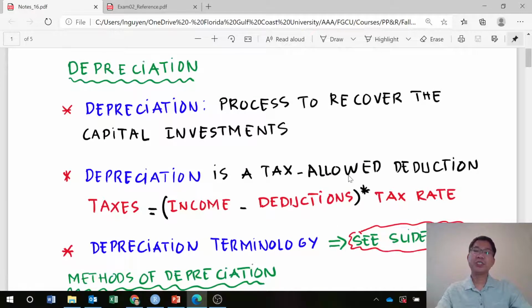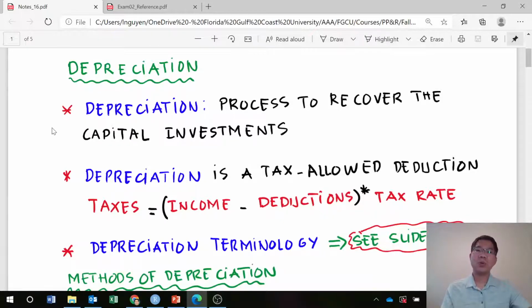So what is depreciation? Basically, the process to recover the capital investment. So you buy the equipment, you buy the furniture for the company, then that investment can be recovered over a period of years, and that we call the recovery period. And depreciation is a tax allowed deduction.